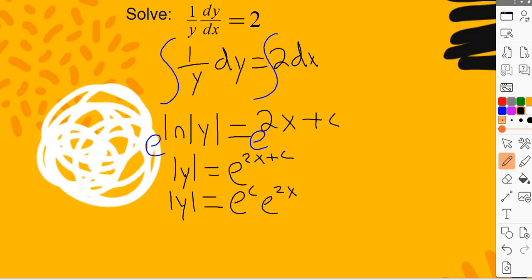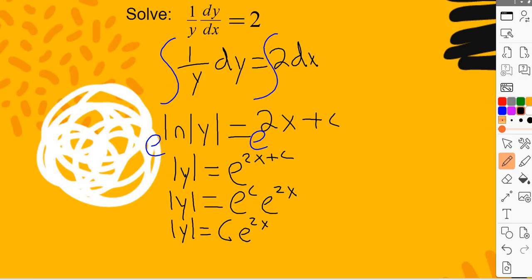Now, what is e to the c going to be? C is a what? Constant. So e to the c will also be a constant. Alright. So we're actually going to drop the e to the c, and we're just going to say that it's c e to the 2x.